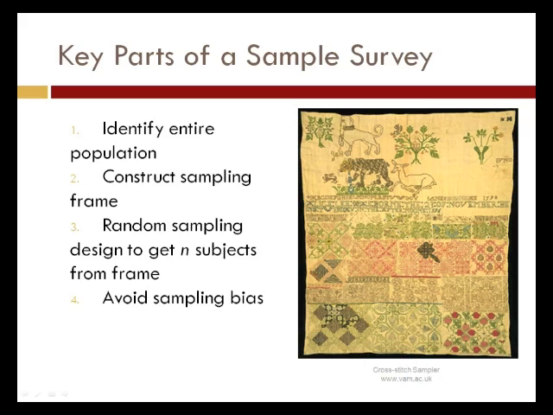So to get our sample size, we'll use some random sampling design. We've talked about simple random samples, but there are two more. And we want to avoid sampling bias. Actually, we want to avoid all of the different types of bias, the sampling, non-response, and response, as much as we can.